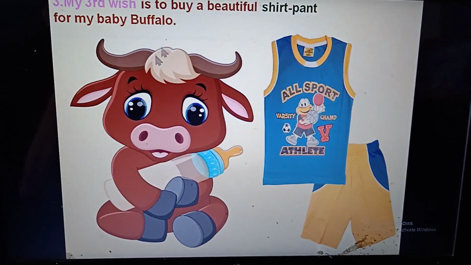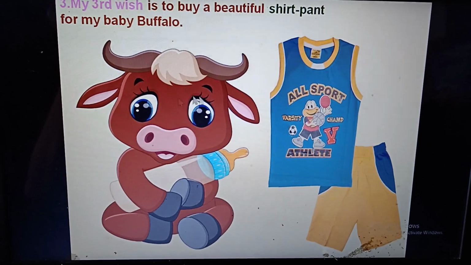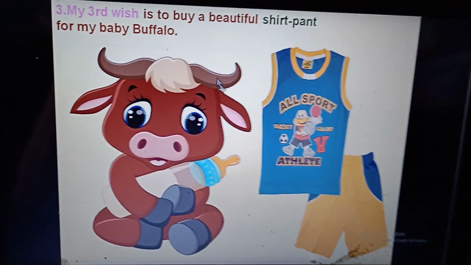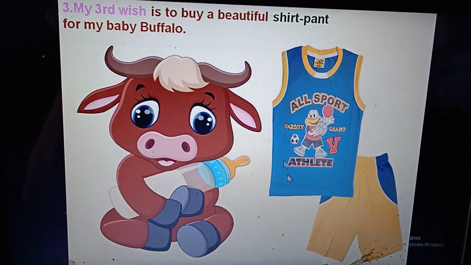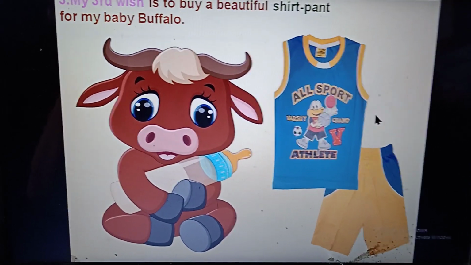Just look at how cute this baby buffalo is. Okay, and the papa buffalo wants to buy a beautiful baby shirt and pant.